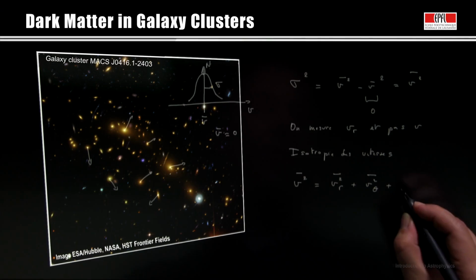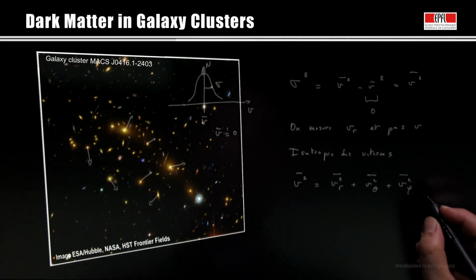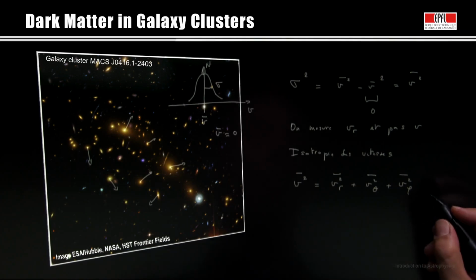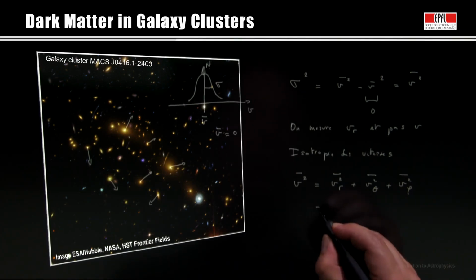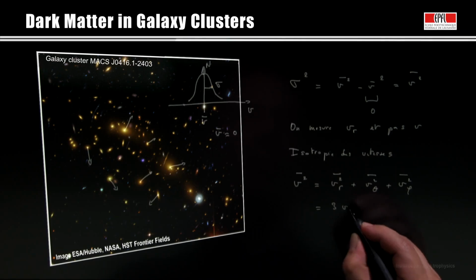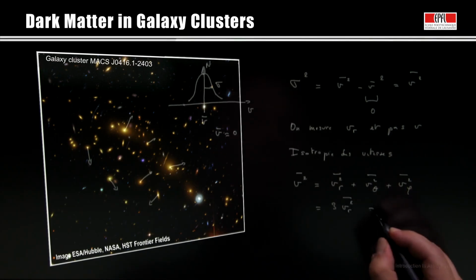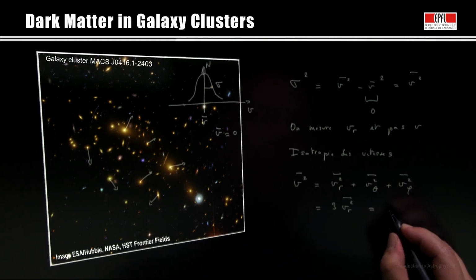With respect to the angle in spherical coordinates, then v with respect to the third axis in spherical coordinates. On average, those three components are equal. So one has that v squared is equal to 3 times v_r squared mean, which in turn is equal to the velocity dispersion squared.